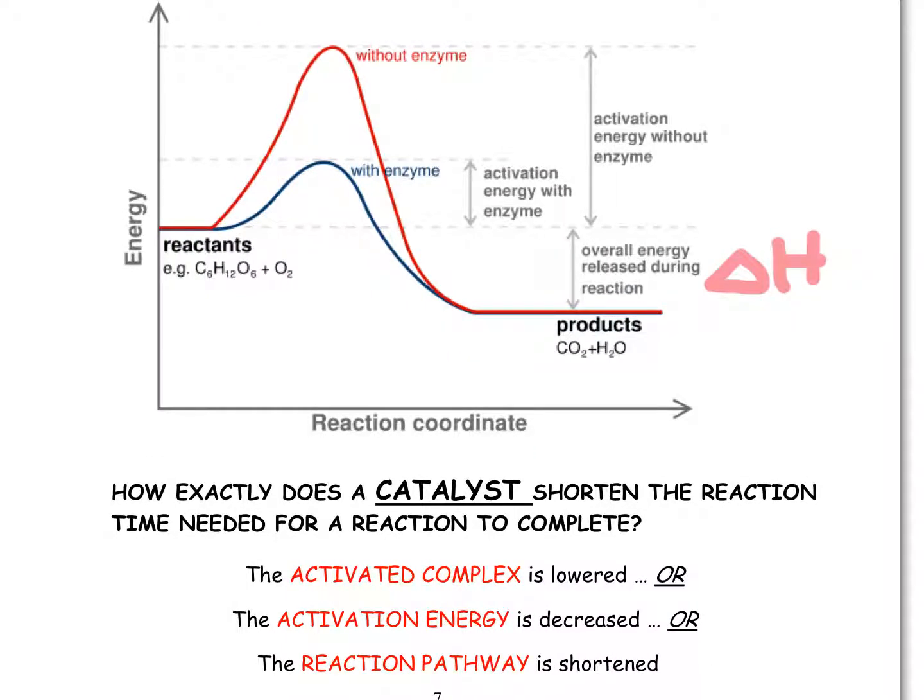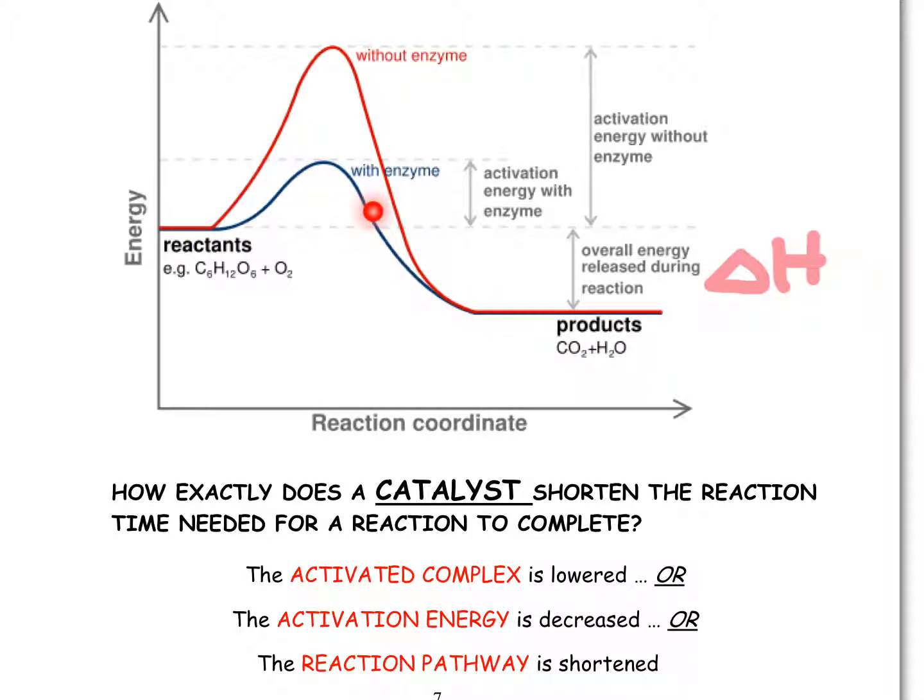We said that a catalyst shortens the reaction time. It speeds up the reaction. How does it do it? Well, the activated complex is lowered, or the amount of activation energy is decreased, or we say the reaction pathway is shortened. My activated complex is right here. We're going to talk more about what that is, but it's what is produced when enough energy occurs to begin breaking all the bonds. This is at a lower amount of energy whenever we've added a catalyst.